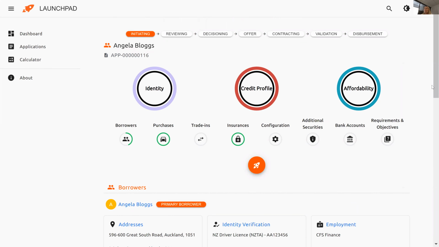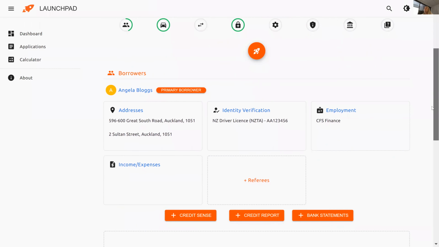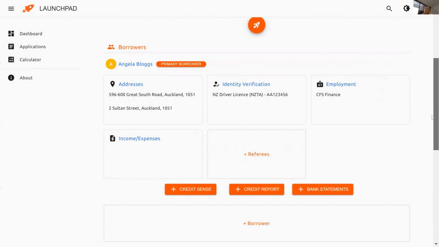Nice and pretty. This is your new dashboard. Rather than clicking into the orange eye that you would have had on our current Launchpad and taking you into what's there, now you've got it split into 3 areas. You've got identity, credit profile, and affordability. And then you've got them split into the borrower, purchases, and so on under the bottom there. I'll just get Dee to scroll it down and take you into a few little areas where we can roll down and see what it looks like. So this is the application we've just done.